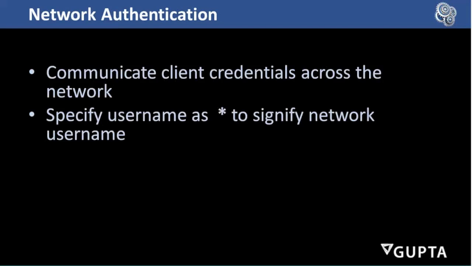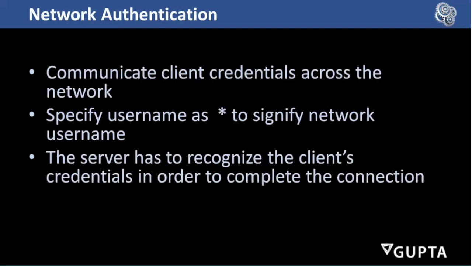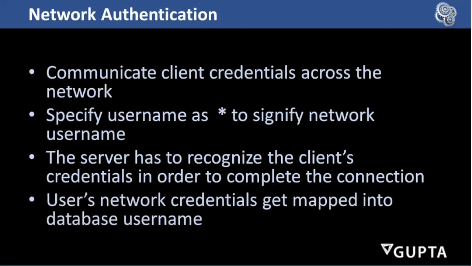You basically communicate the client credentials across the network. What you have to do if you use network authentication, the username needs to be a star, and that means it's the network username. So basically, if you have username star, then you connect using the current username of the machine, or if you're connected to a remote server, the Active Directory name of a user on that remote machine. So basically, the server has to recognize the client's credentials in order to complete the connection. The user's network credentials get mapped into database username.